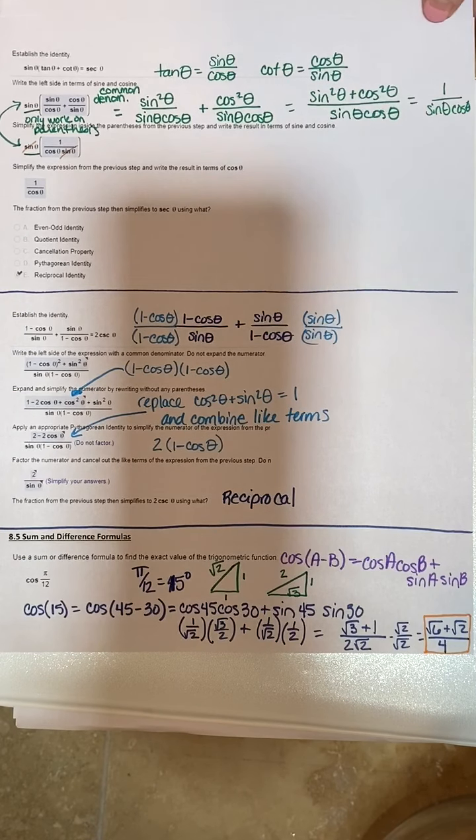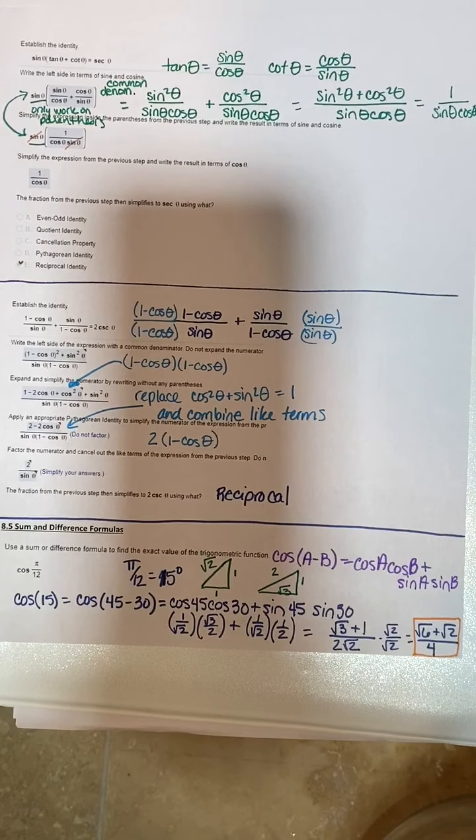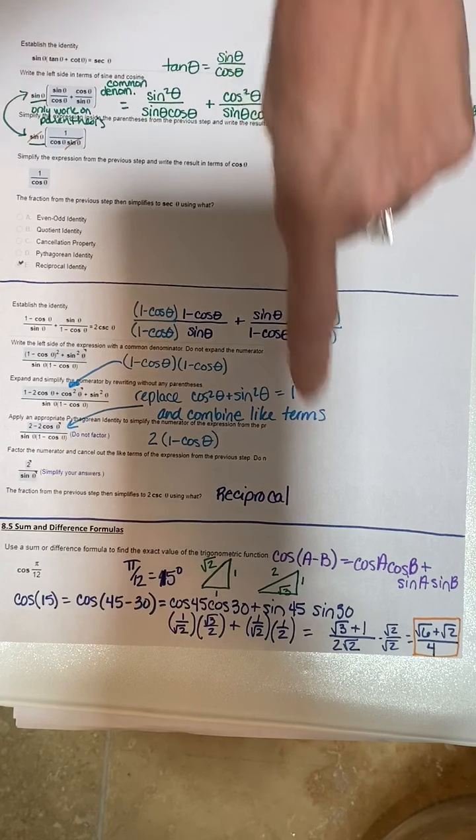Sum and difference angles. Our first one says use the sum and difference formula to find the exact value of the trig function. Have your formula sheet. I attached it to the web page with these notes. So have your formula sheet.